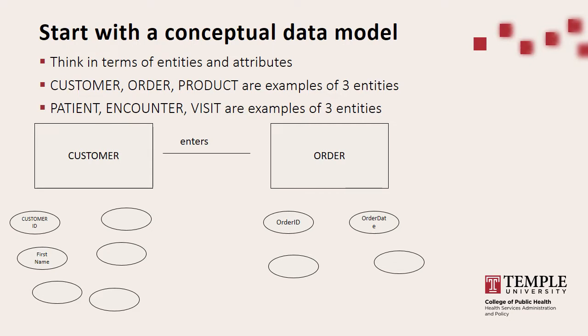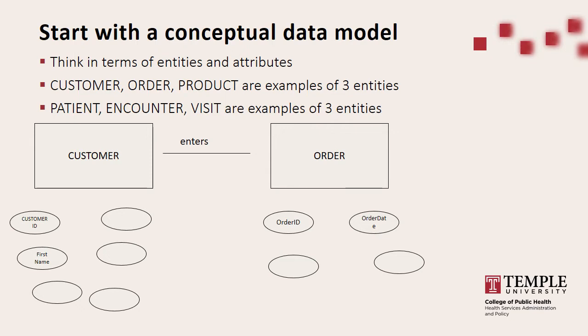Customer, order, and product are examples of 3 entities. If we were looking at a healthcare database, such as an electronic medical record, we could say that patient, encounter, and visit are examples of 3 entities.